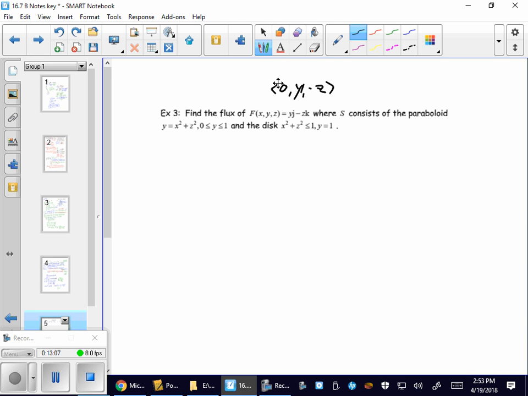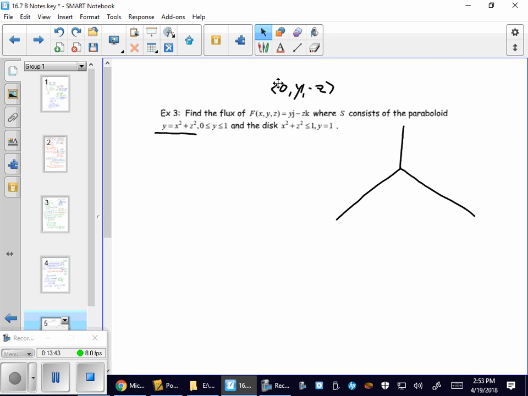Okay, where S consists of the paraboloid y equals x squared plus z squared, that's a little different, as y goes from 0 to 1, and the disk x squared plus z squared is less than or equal to 1, and y equals 1. All right, so what is all that? It's a little bit different because this thing is oriented differently for us. So it looks like this piece right here is a paraboloid, but it opens starting at the origin, but it opens along the y-axis. So it looks like it's going to look something like this.